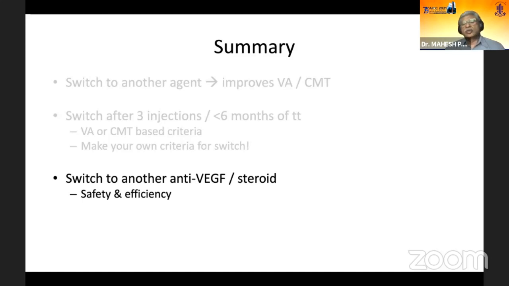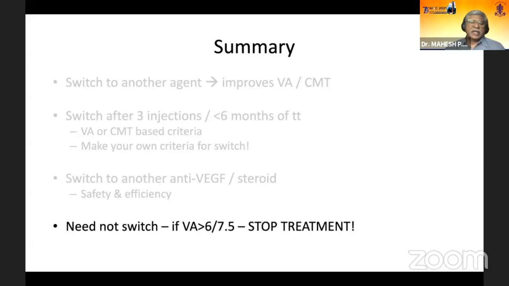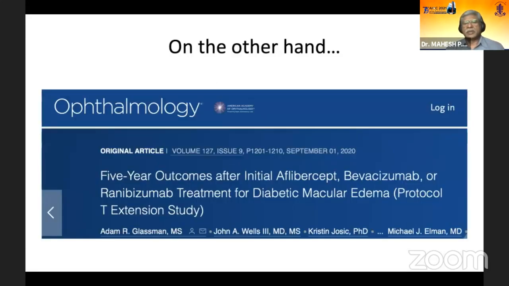So what would I switch to? Switch to another anti-VEGF or steroid depending on what is required in that particular patient. I need to switch if the patient's vision is 6/7.5; I would probably stop treatment.